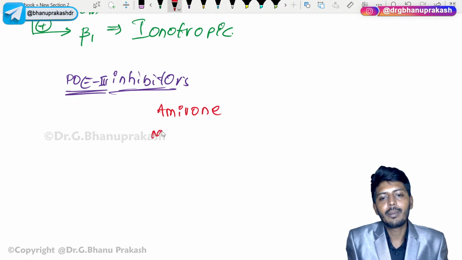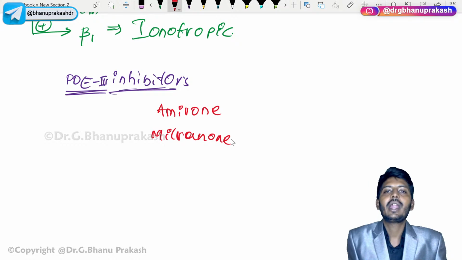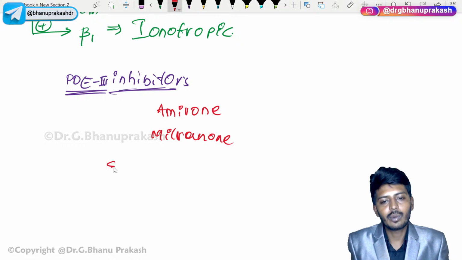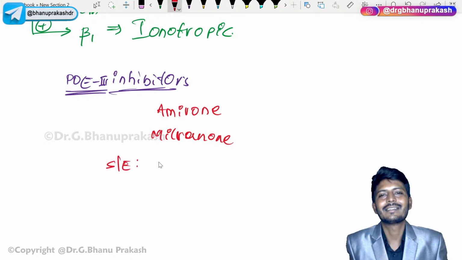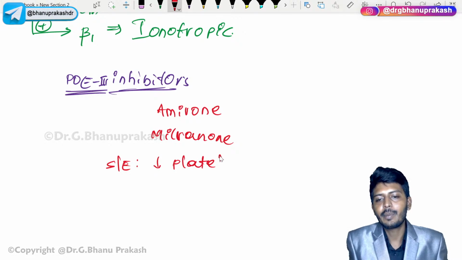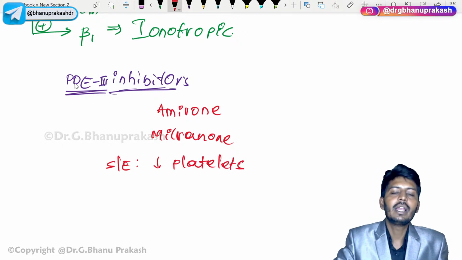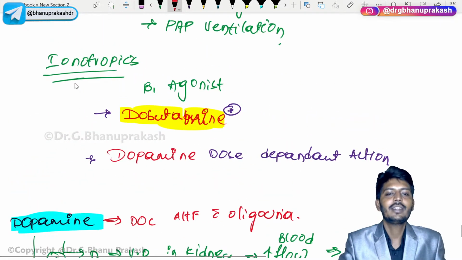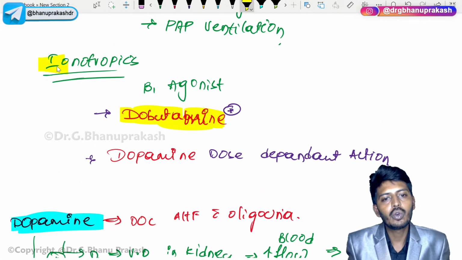Okay, and there is one more drug called milrinone. So amrinone and milrinone can cause one side effect. The side effect is usually a decrease of platelets. Decrease of platelets is possible. But the most commonly used drugs, and the ones widely asked in questions, are your inotropic agents.